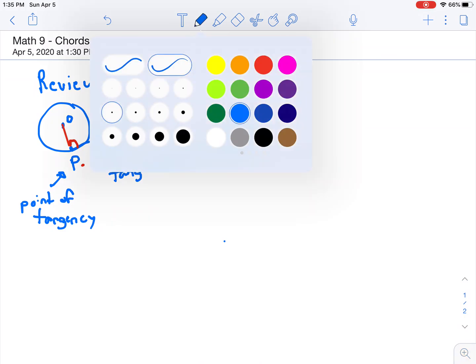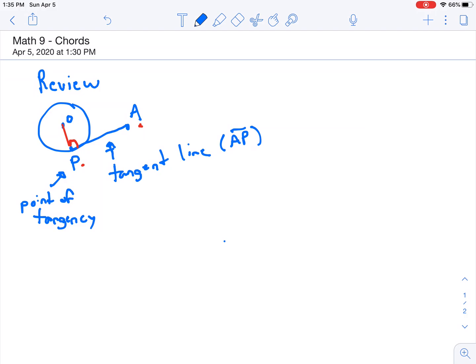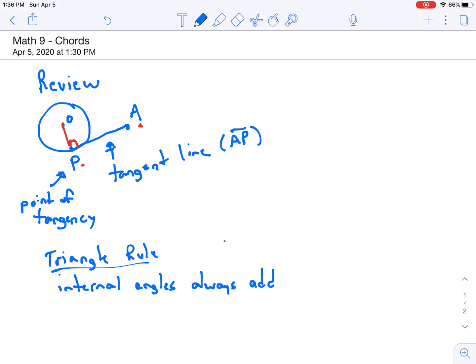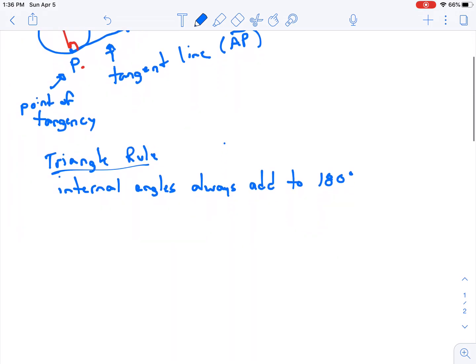We talked about triangles, and we said, well, wait a second. Triangle rules, just to review: our internal angles always add to 180 degrees. So we thought that was a triangle rule, and that works for any triangle, not just right angled triangles, not anything specific to that, any triangle.